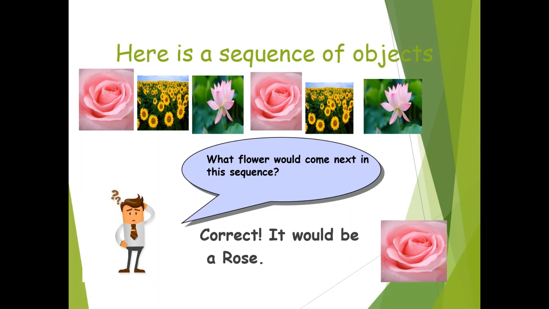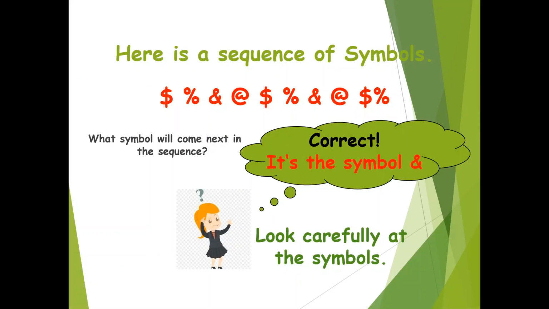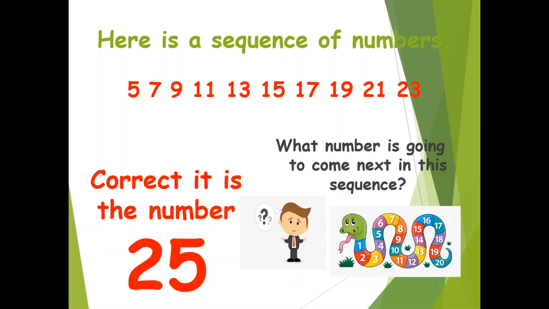Here is a sequence of objects: rose, sunflower, lotus. Definitely, the next flower in this sequence is a rose. Next example, a sequence of symbols is given. Then, the next symbol in this sequence is the ampersand symbol. The third example gives a sequence of numbers from 5, 7, 9 to 23. Then, clearly, the next number in this sequence is 25.